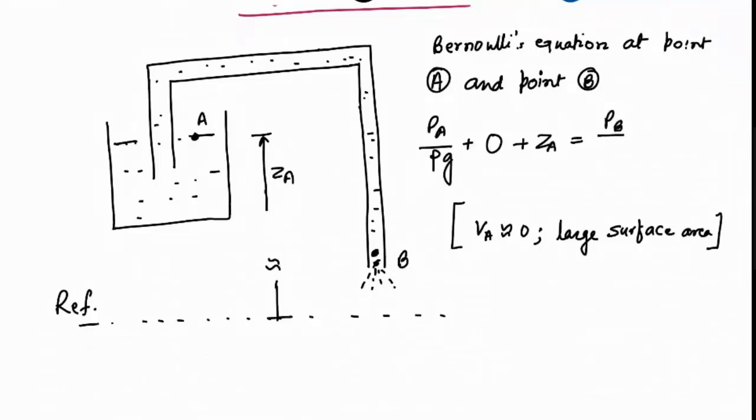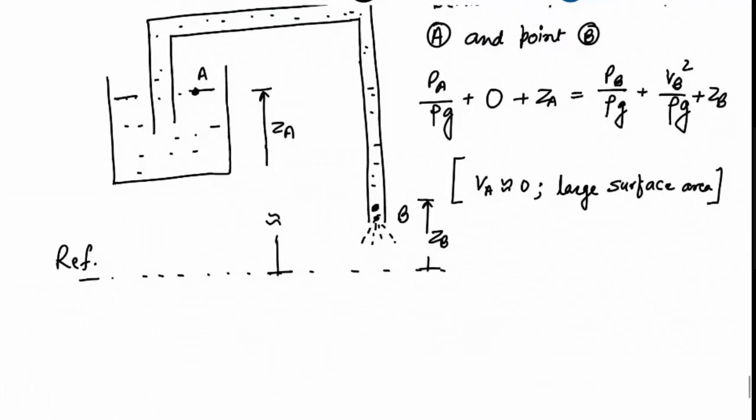And this will be PB divided by rho g, plus VB square, that is the velocity at point B, divided by 2g, plus ZB. So ZB is the height of point B from the reference line. Now pressure at A is atmospheric pressure because this is an open point, and this is also an open point to the atmosphere. So we can write PA equals PB equals P atmospheric pressure.